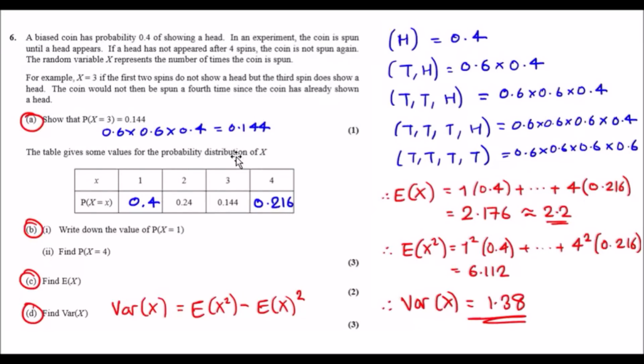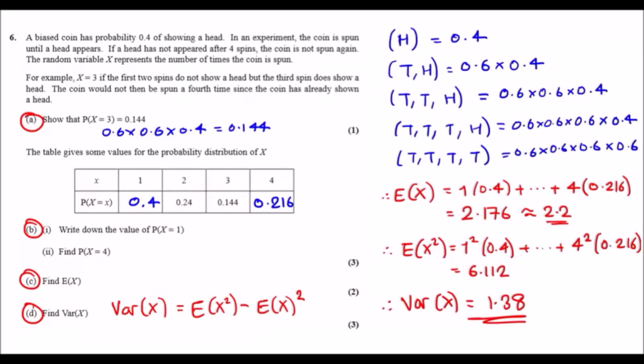So C, find the expected value of x. So the expected value is just simply this. You just pick the value of x times its probability. So it'd be the product between these 2, and these 2, and these 2, and you sum them up. It's very standard. So 1 times 0.4 plus 2 times 0.24 and so on. Should get 2.176.